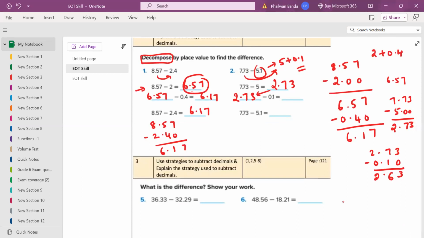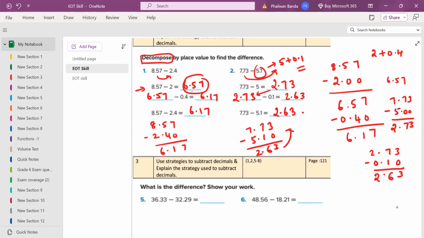So write the answer here, 2.63. So the final answer will be 2.63. Okay, no. How much is the final answer? Final answer is different. Okay, here also it's different. 8.57, 6.57. Yeah, correct. 2.63, right. So it's the same answer. You can verify 7.73 minus 5.10, 3, 6, and 2. So the final answer is the same.